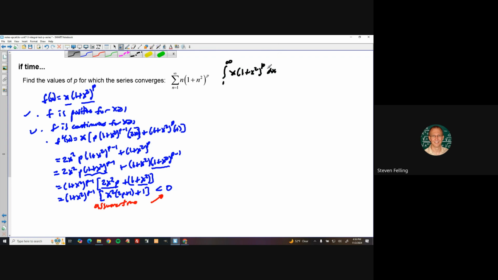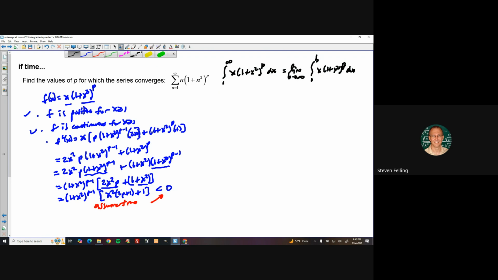Then that means that we would make this a proper integral: the limit as b approaches infinity of the integral from 1 to b of x(1 + x squared)^p dx. Now, how will I do this antiderivative? I think I use substitution, so let me do that separately.